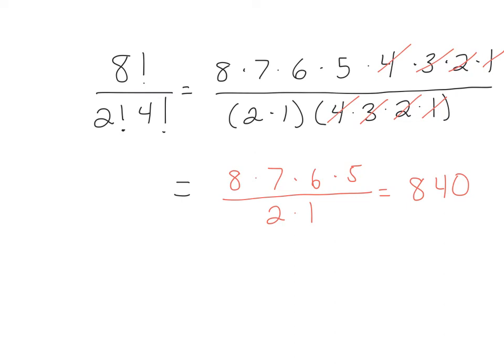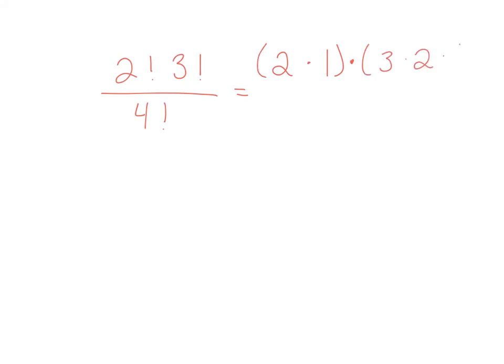One more example. Let's do 2 factorial over 3 factorial over 4 factorial. So that's going to be 2 times 1, times 3 times 2 times 1, all over 4 times 3 times 2 times 1.